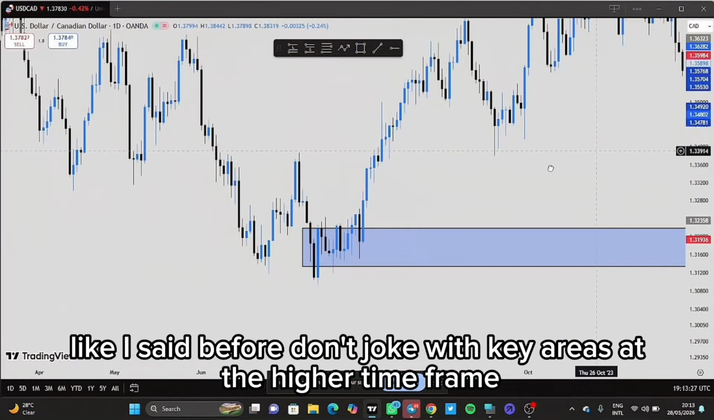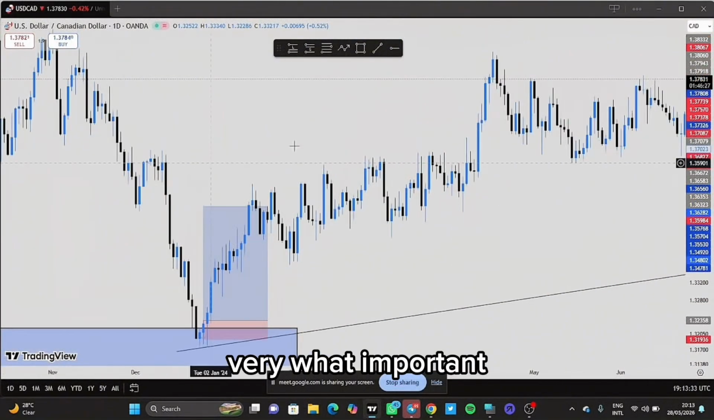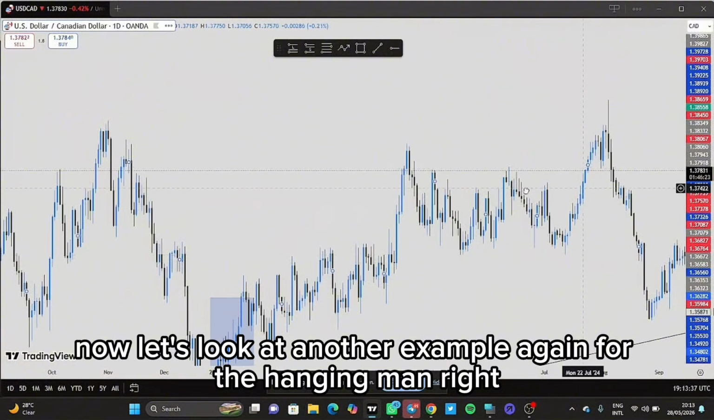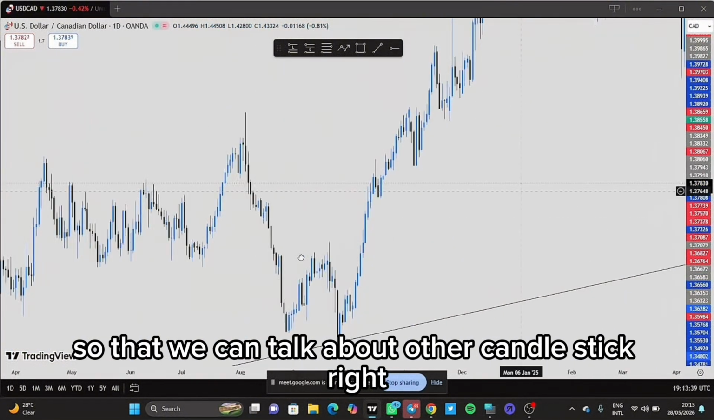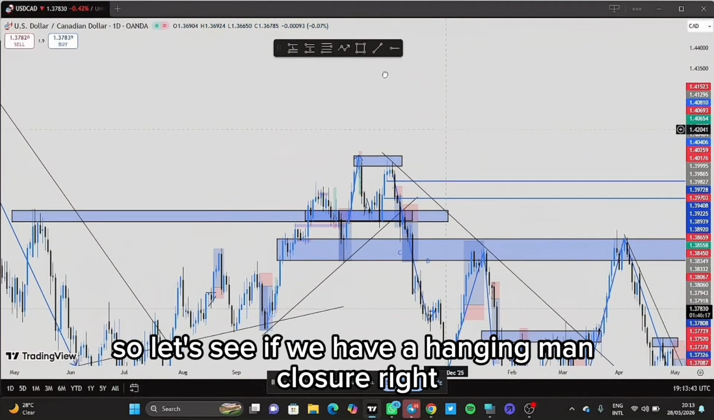Like I said before, don't joke with key areas at the higher time frame. Very, very important. Now let's look at another example again for the hanging man, so that we can talk about other candlesticks.